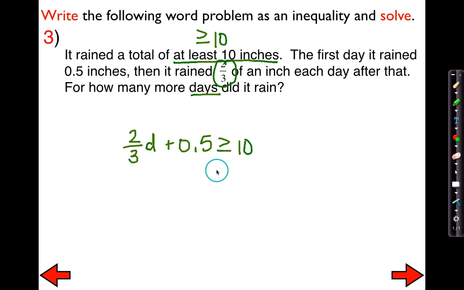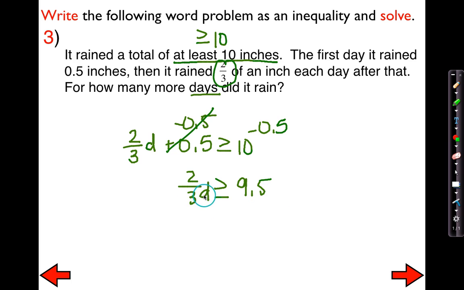Now, all I have to do is solve. So we're going to undo addition or subtraction first. We're going to have to do the inverse of adding 5/10, which is to subtract 5/10. Notice I'm doing this to create a 0, because these are additive inverses, leaving me with 2/3 D is greater than or equal to 9.5. Now here, we still need to get rid of this coefficient, since it means 2/3 times D. We're going to do the inverse, which is to divide both sides by 2/3, leaving us with D is greater than or equal to blank.